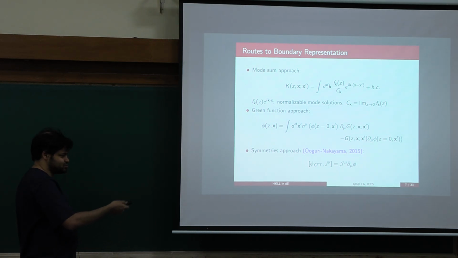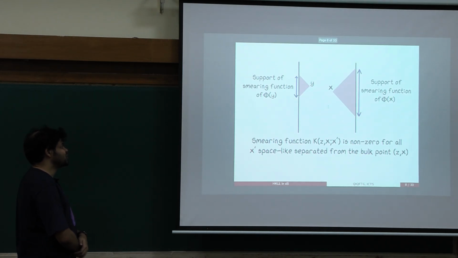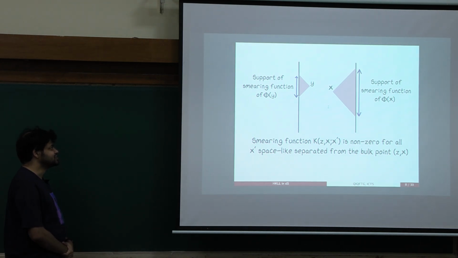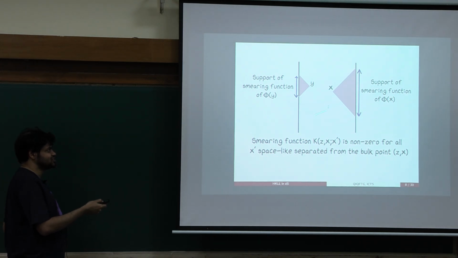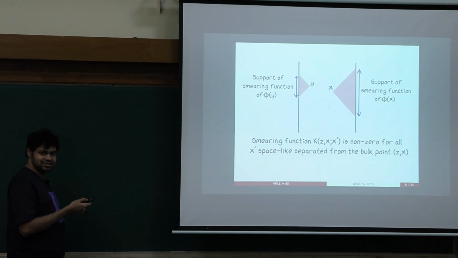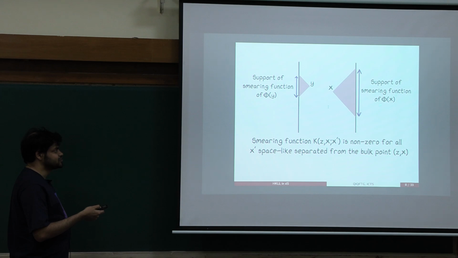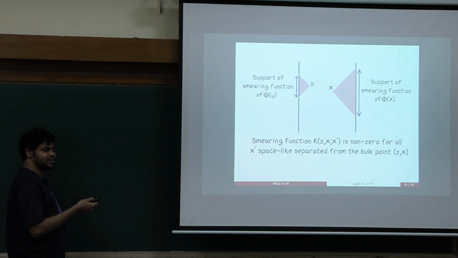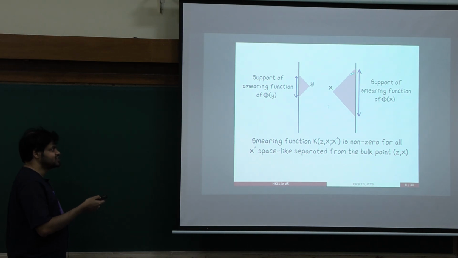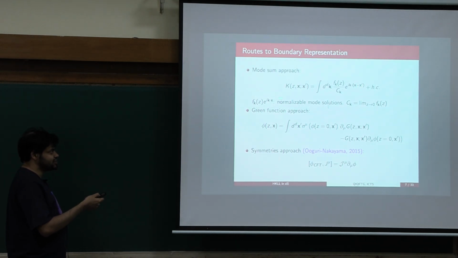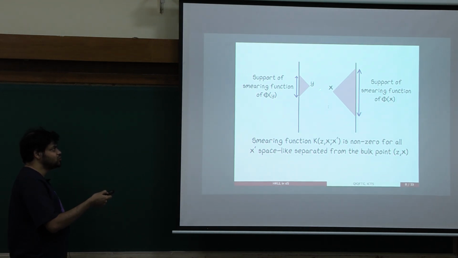It's the Laplace-Beltrami thing. Okay, so this is the picture that you get, in AdS2. What you get is that the smearing function is supported only on the points which are space-like separated from the bulk point under consideration. If you are reconstructing the field phi of x and finding its boundary representation, then this smearing function K will be non-zero only on points which are space-like separated from the point x.